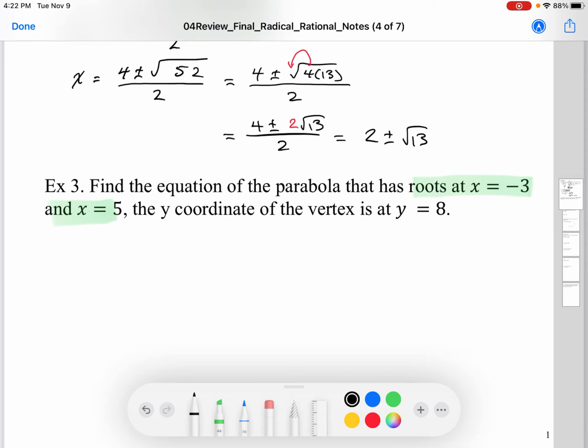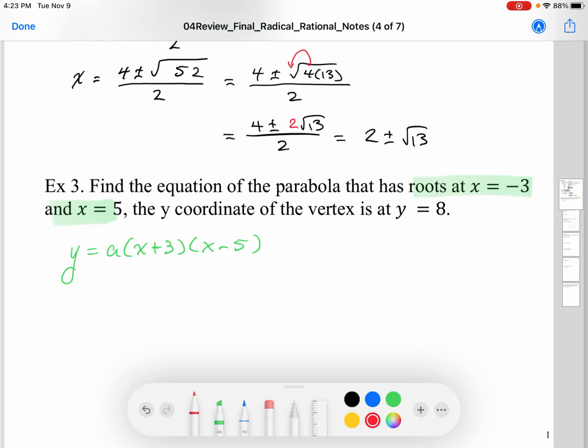And given the roots, we want to use the factored form. So y equals a(x plus 3)(x minus 5). So from the roots, we get the factored form. Now, it is possible from the roots to get the p-value, and then we have the vertex. So I'm just going to start here. Once I have that, I want to use the y-coordinate of the vertex to be able to write this equation. So the y-coordinate of the vertex is 8, but we need to know where the x-coordinate of the vertex is.